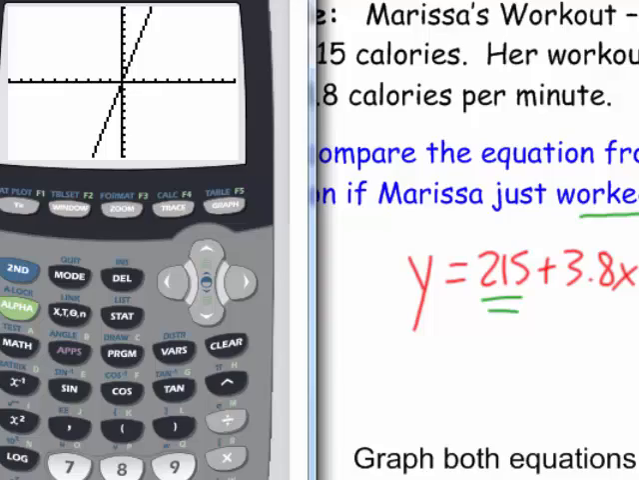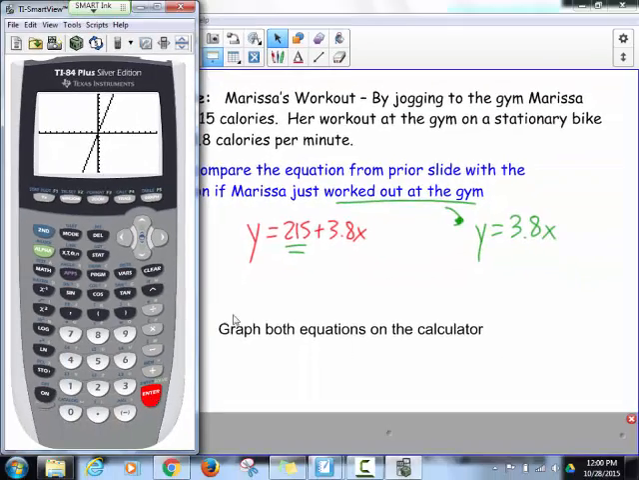Okay, I got one of the equations. Which one of these equations do you think it is? If you're familiar with your slope-intercept form, you would notice that my green equation does not have a y-intercept. So that means my y-intercept is 0. So this would be the green equation, where this y-intercept is 215. So I need this equation to appear.